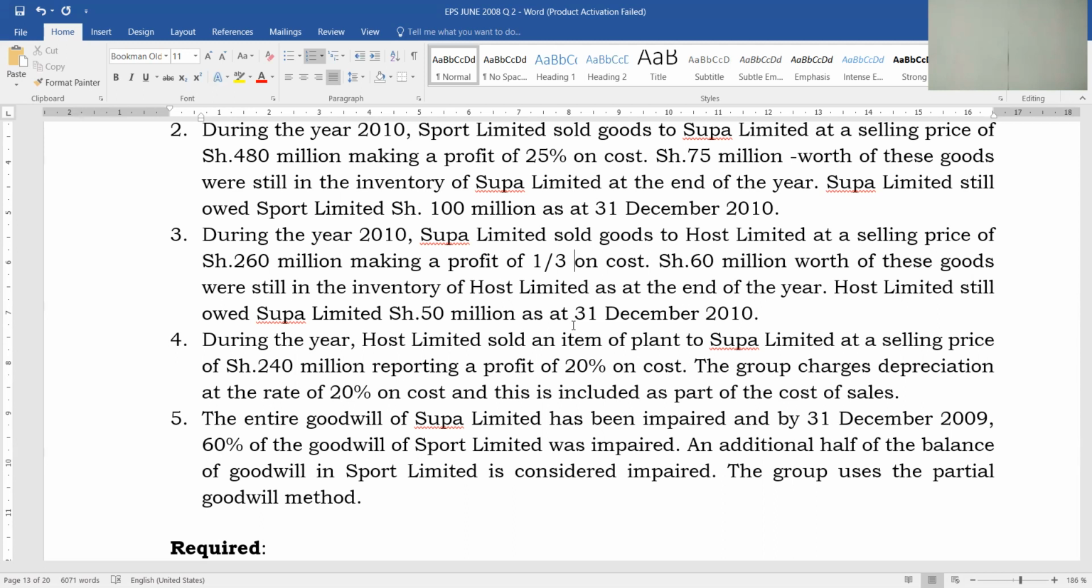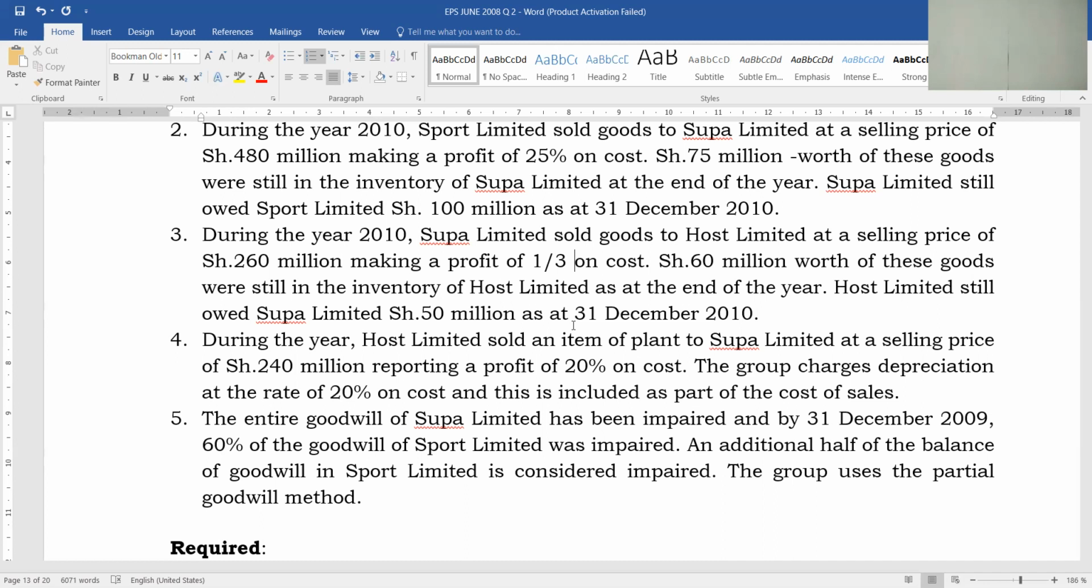Then they say that the group charges depreciation. Obviously, when there's an intergroup sale of a fixed asset, the two entities which were transacting will charge depreciation on the asset. Now they say the group charges. Remember, the group is the parent and all its subsidiaries, which means Host was the parent, Super was a subsidiary. So both of them charge depreciation on this asset.